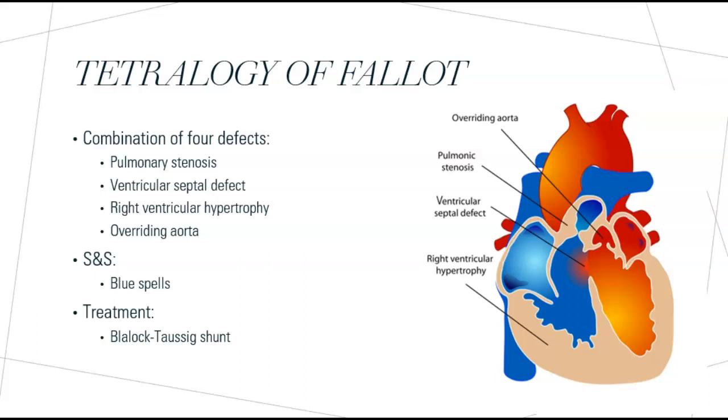A treatment for this is the Blalock-Taussig shunt. Basically, this is an artificial connection between the pulmonary artery and the aorta, and this redirects blood flow back to the lungs to allow for oxygenation. There can also be complete surgical correction, so closure of the ventricular septal defect, pulmonary valvotomy, which means opening that stenosed pulmonary artery, and repair of the overriding aorta.